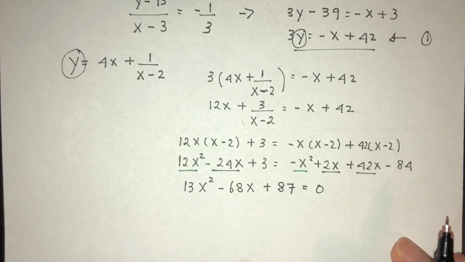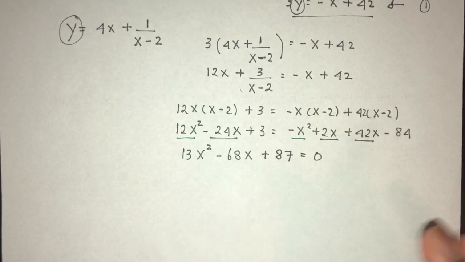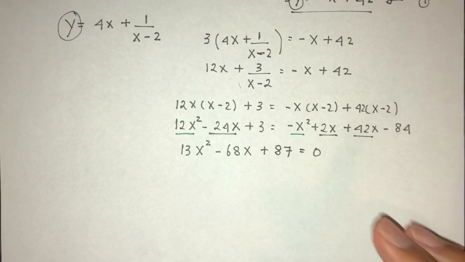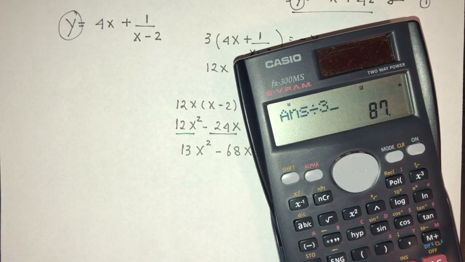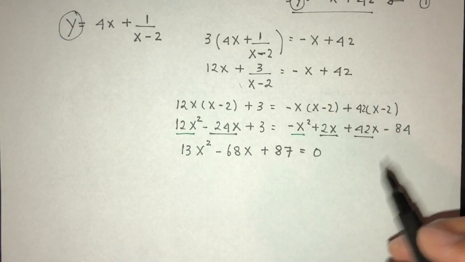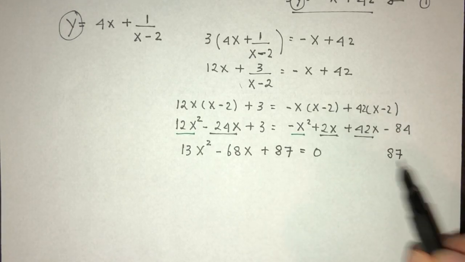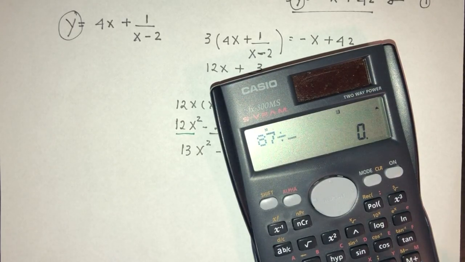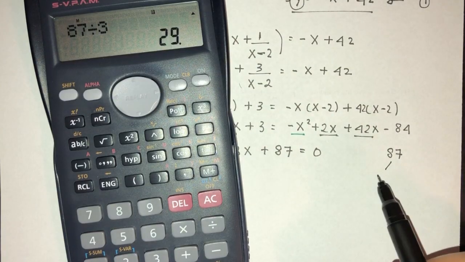Now we have to find the values of x. So this one has some big numbers. We can try. So it's kind of complicated to find the factors of the values directly. So we can try. Okay, let me see. So what are the factors of 87? 87 divided by 3, that should be 29.